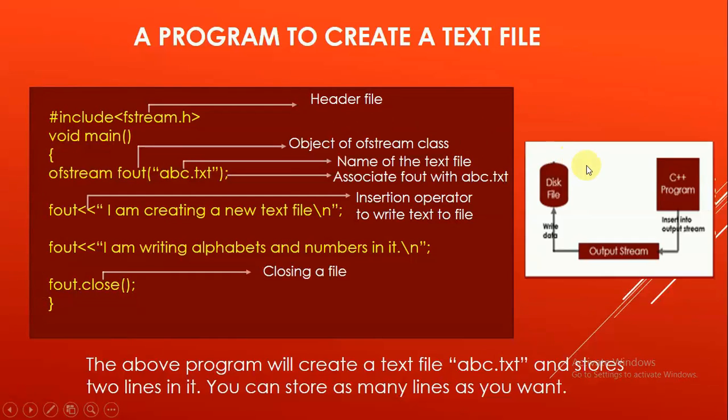So you can see here internally it happens like this. This is my disk file and this is my C++ program. Whatever I am trying to write through the C++ program is inserted into the output stream. Output stream takes care of all the output operations. So whatever it has taken from the C++ program, it writes all the data to the disk file. In this way, my disk file is stored on the hard disk. Whatever I am storing through the C++ program will be stored in my disk file. And here abc.txt is my disk file.